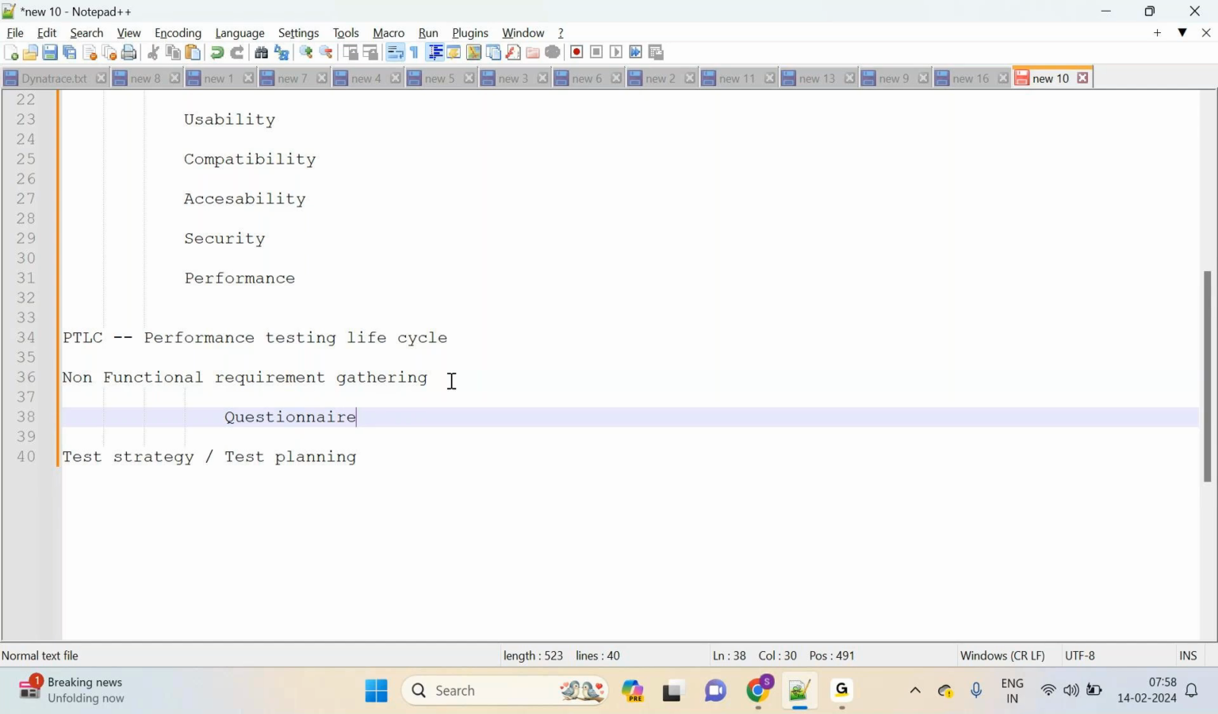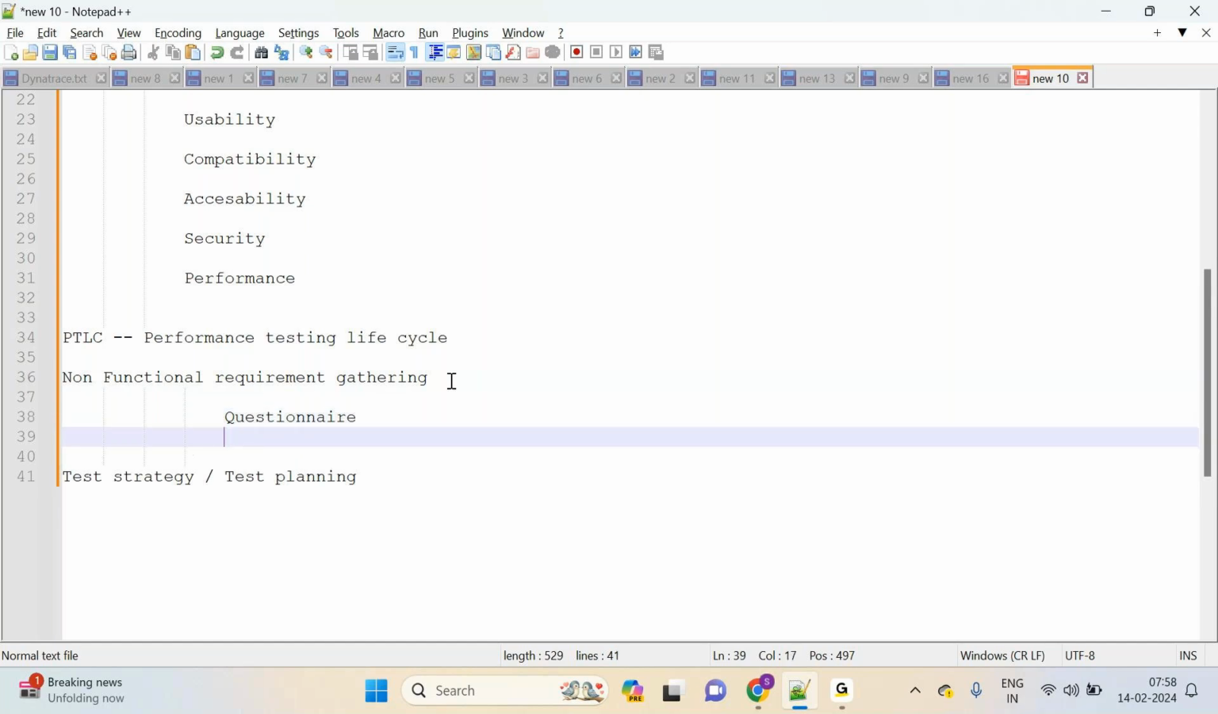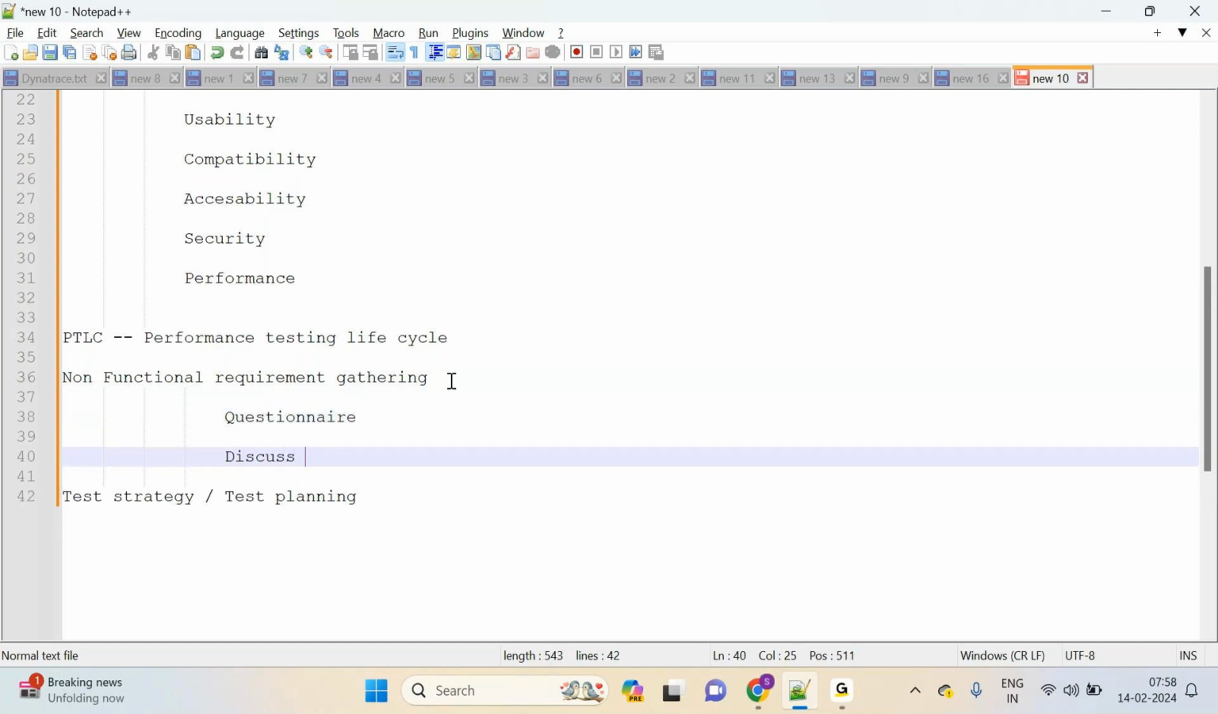But in certain organizations, the customer says, no, I don't understand what these questions are all about. I don't have any idea about these non-functional requirements. If they are saying that, you will discuss with the stakeholder or business analyst, BA, or developers. With these people you will interact. It is the same questionnaire document only, but orally you will ask those questions to these people and you will collect the requirements. In certain organizations it is actually working in this way also.